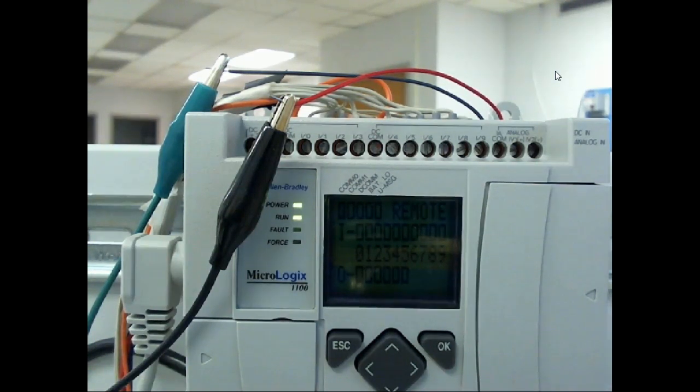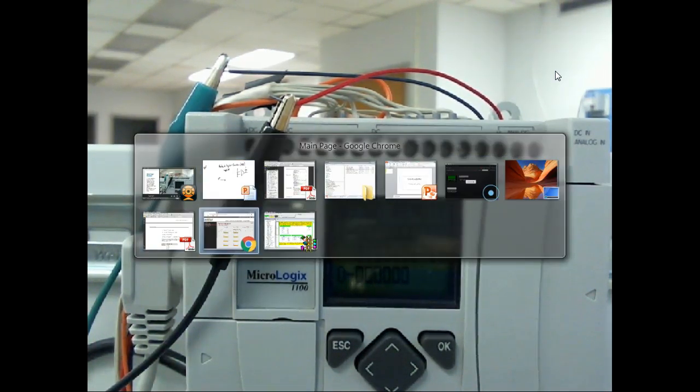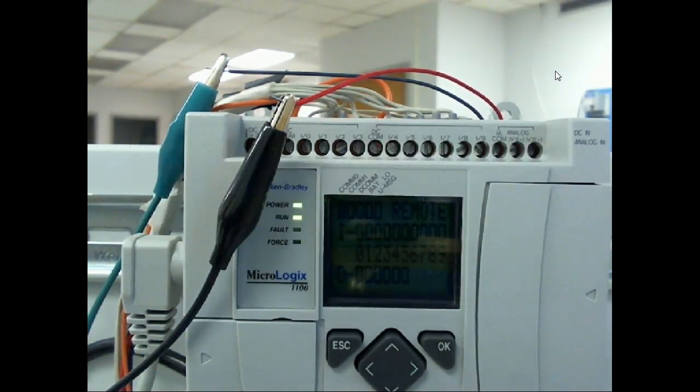Okay. And of course, the more complex the A to D converter is, so the multi-bit A to D converters, we would bring.